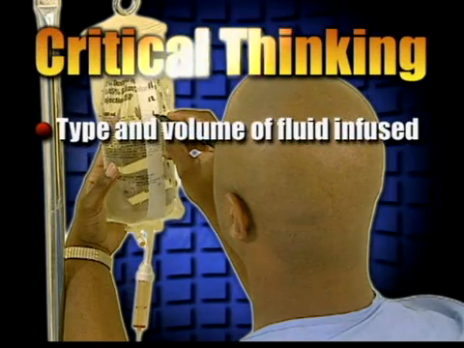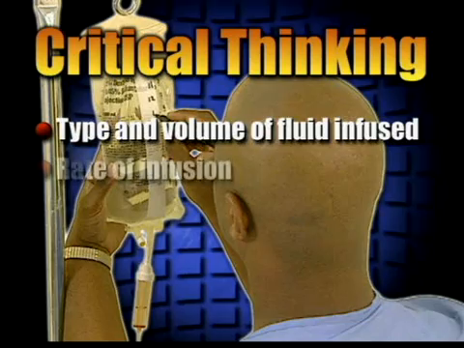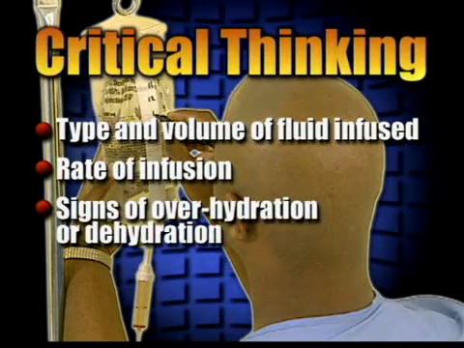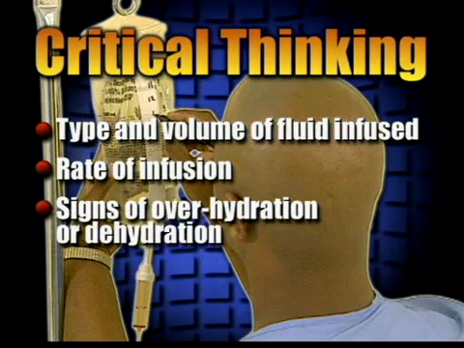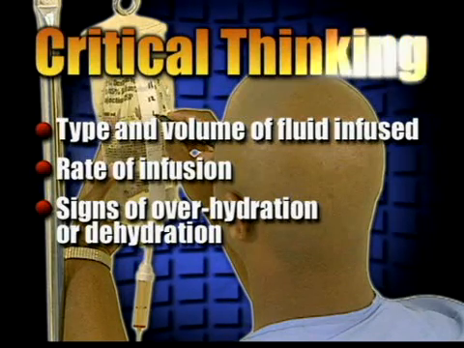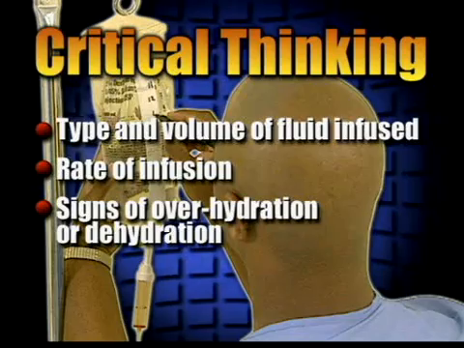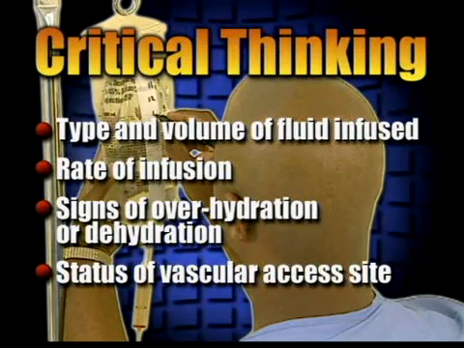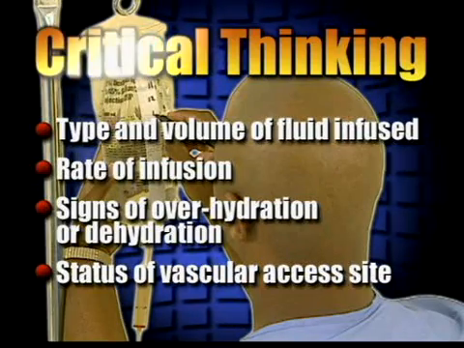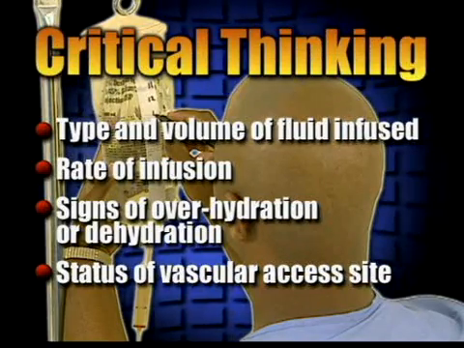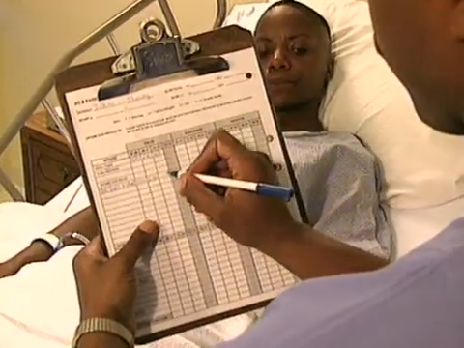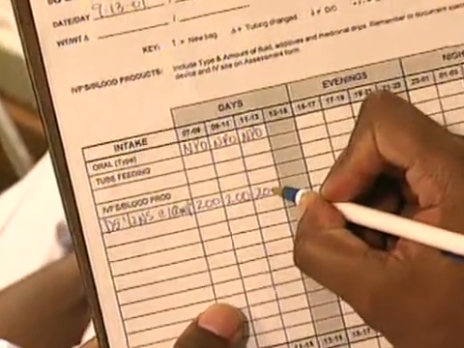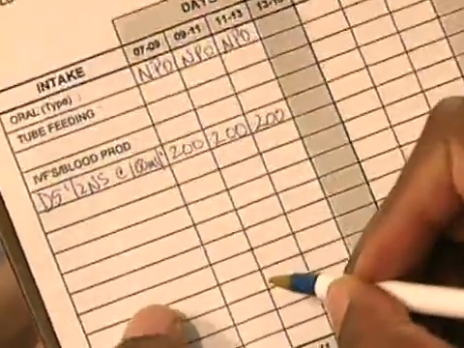Note the type of fluid and volume of IV fluid infused and the rate of infusion. Observe the patient for signs of overhydration or dehydration, such as a change in vital signs, to determine response to therapy and restoration of fluid and electrolyte balance. Routinely evaluate the status of the vascular access site for signs of potential complications. Record your observations on the nursing notes or IV flow sheet and the patient's intake and output form. Report any problems to the physician.